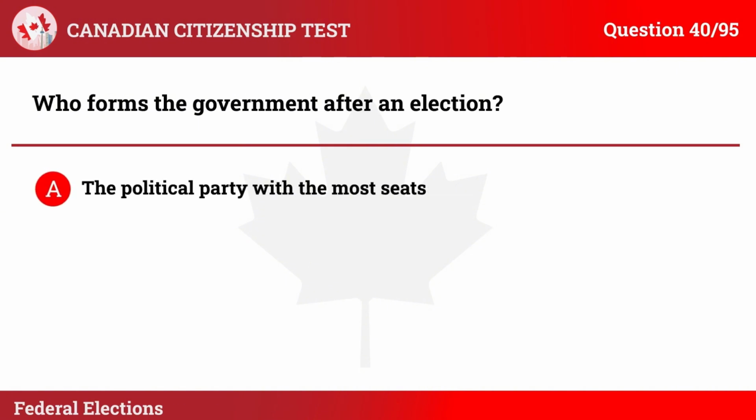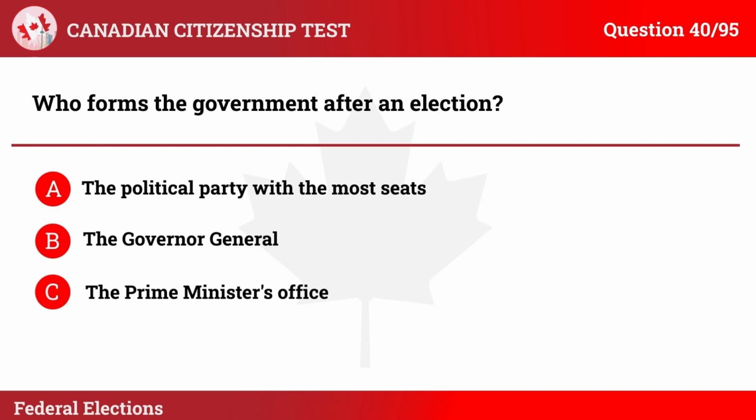Question 40. Who forms the government after an election? A. The political party with the most seats. B. The Governor-General. C. The Prime Minister's office. D. The Senate.